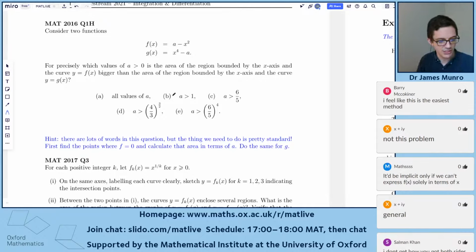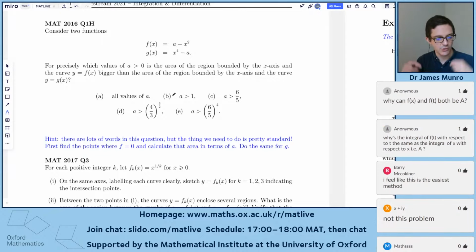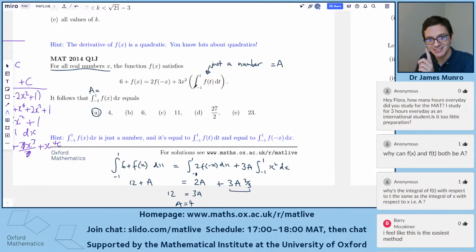Yeah, so I think there's a question in there from chat. Why can f of x and f of t both be a? And I'm being really, really careful. I'm going to go back and look at it one more time, because that's got a thumbs up. One more time. F of x and f of t are different things. They've got different input variables. But when you integrate, the dependence on that variable goes away. So f of t depends on t, but the integral of f of t dt doesn't depend on t. It's just the area, which I've called a for area.